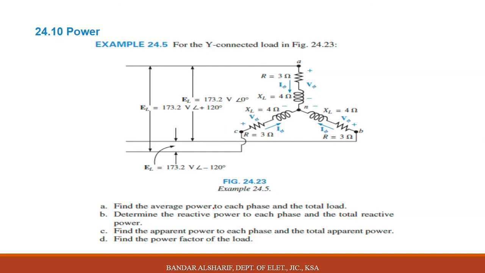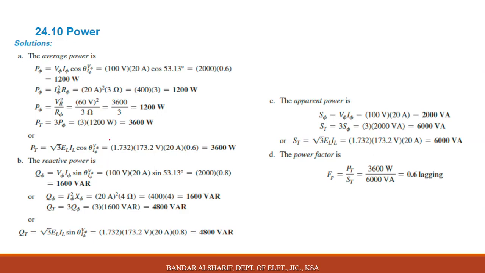For this example, example 24.5, for the Y connected load in figure 24.3, we need to find 4 parts. The first part: find the average power to each phase of the load and the total load. How do we find the average power? What is average power? It is active power. We need to multiply V phase by I phase if we have this information. Let us see how they solved it.